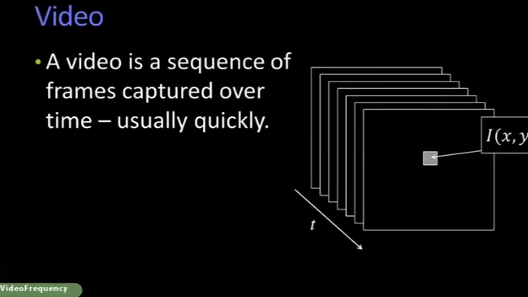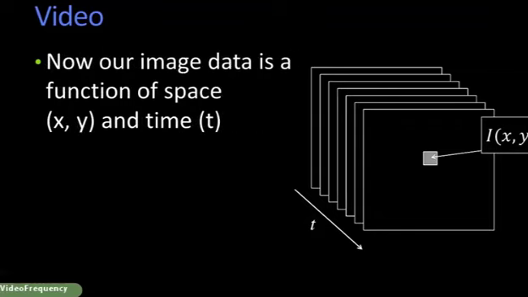These days, much more ubiquitous is the notion of video, where a sequence is captured over time, usually relatively quickly, so things can't change a whole lot from one sample to the next, and usually at regular intervals, whether it's 30 hertz, 60 hertz, or 24 hertz. Now our image is no longer a function of just space, x and y, but a function of space and time, t. So our signal is I of x, y, and t.